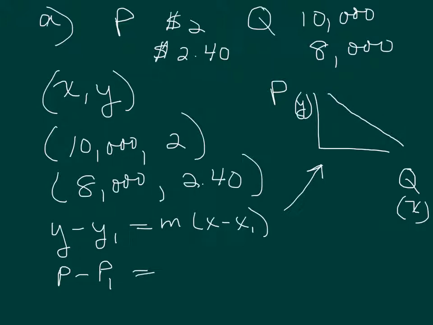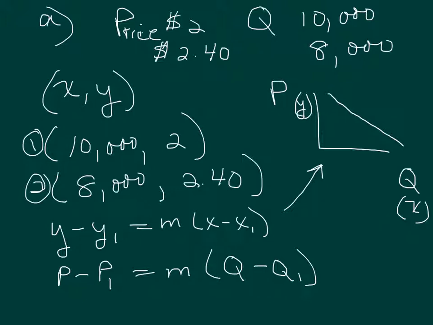And really I should probably make this a small p, but know that this p is price and not profit. So just know that. And then I have m, and now I have q minus q1. Okay? So we have 2 points to work with. This is 1 point. This is 2 points. So I can plug in either one here and here.